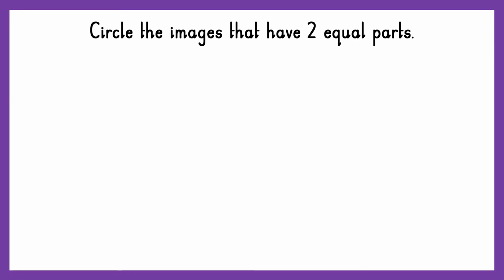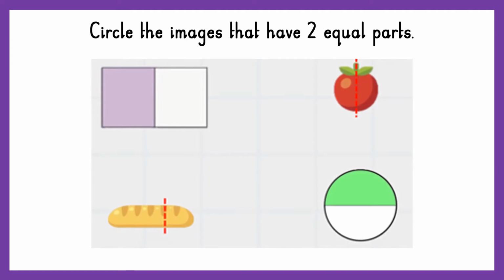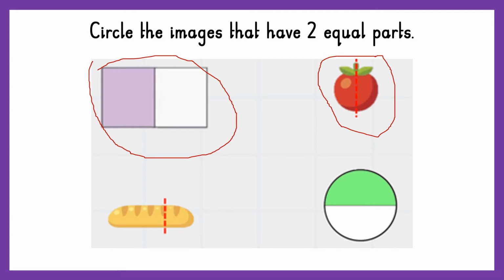Circle the images that have 2 equal parts. This shape has 2 equal parts. So does this one. And so does this one. These 3 shapes all show 2 equal parts. We call these fractions half.